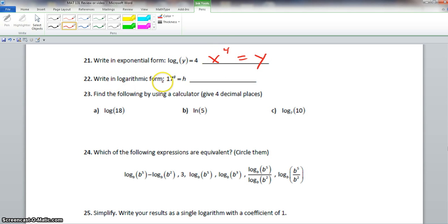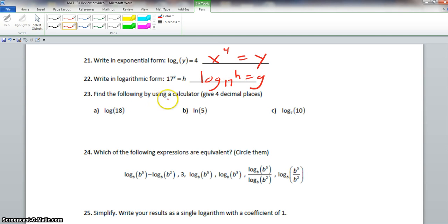It says write in logarithmic form. 17 to the g is equal to h. So what we will have here is log base 17 of h is equal to g. Because this is our base, and remember, this is our argument, and then g is our exponent, so 17 to the g is equal to h.